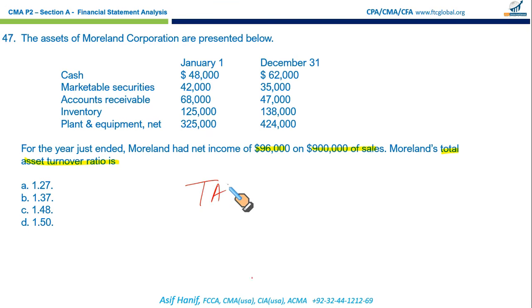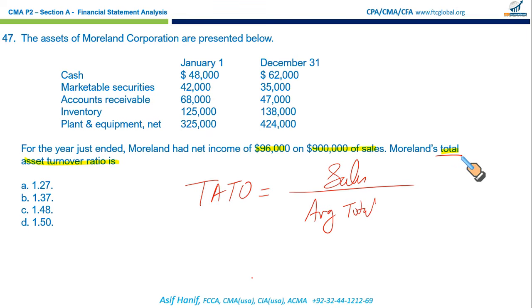Total assets turnover, TATO, is equal to sales, and ideally average total assets. Mind the word, average total assets. Why? Because it says total assets. Average total assets. So as far as numerator is concerned, that's pretty straightforward. That's the figure for sales, $900,000.